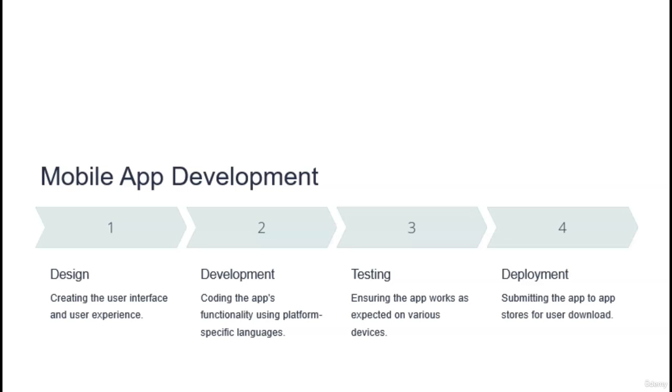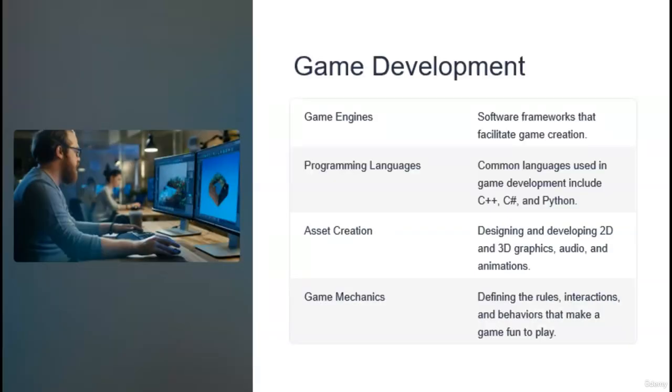If we talk about game development, it is a specialized area of programming that involves creating video games. Let's talk about game engines. A game engine is a software framework that provides the tools and libraries you need to create a game. Popular game engines include Unity and Unreal Engine.